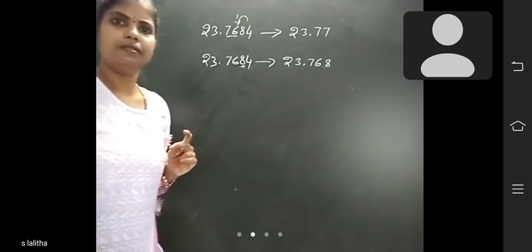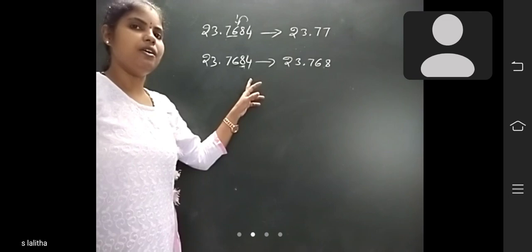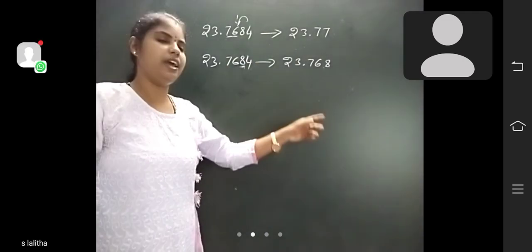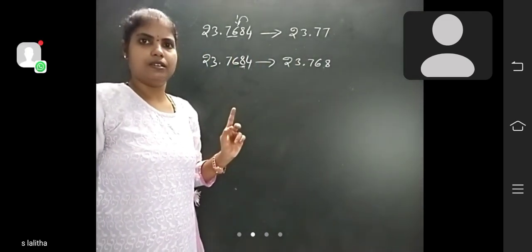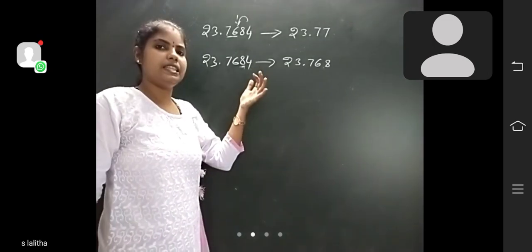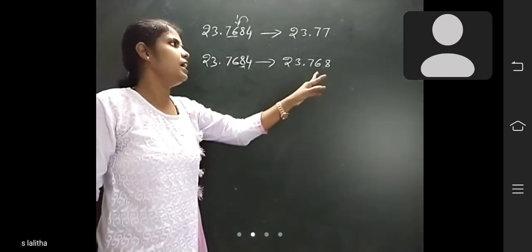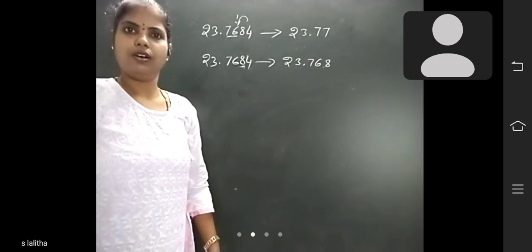Did you understand? Whether it is equal to 5 or greater than 5, you should add 1 to this number. Okay. Whether it is less than 5 means you should leave that number and write the same number as it is. Okay. Next.